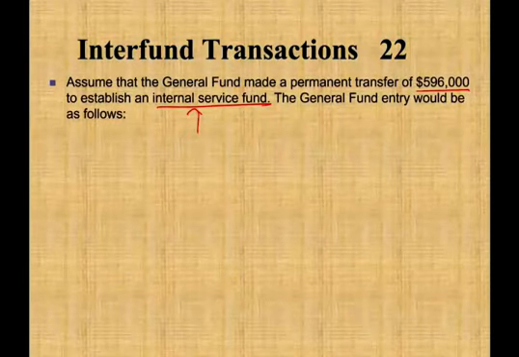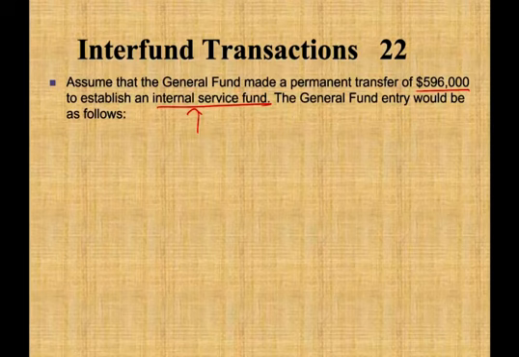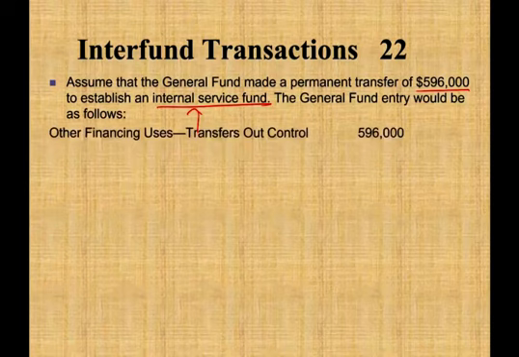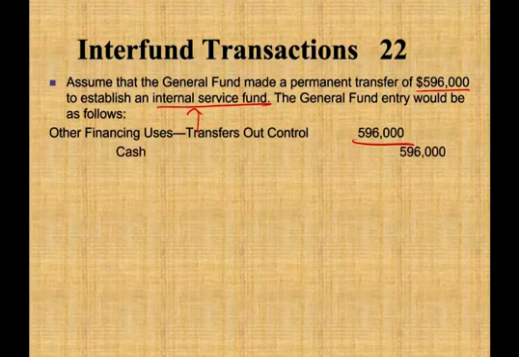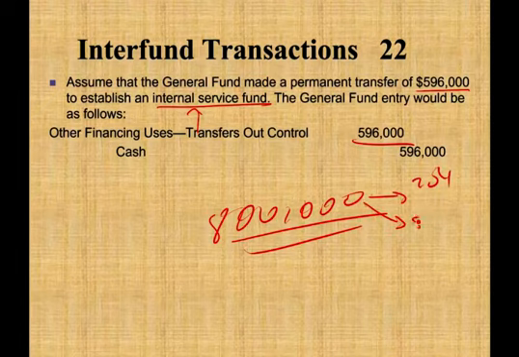So my question to you is this. Would you consider this a reciprocal or a non-reciprocal transaction? This transaction is non-reciprocal. Although the internal service fund will charge us for the services, when we initially establish the fund, we don't expect anything in return. Therefore, it will be other financing uses, transfer out 596, and cash 596. So in total, we transferred out 800,000 in non-reciprocal transfers. 204 went to the debt service fund and 596 went to establish this internal service fund.